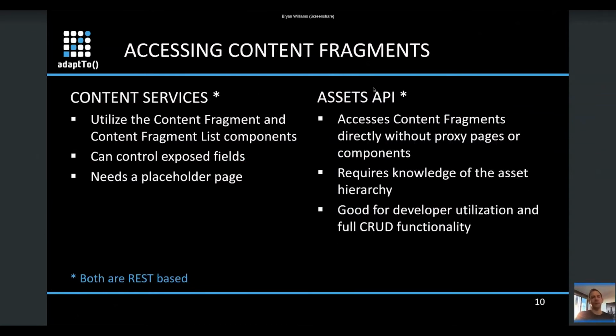So we want to access these content fragments. How do we do that? Well, out of the box, we have a couple options. We have content services, which is going to utilize the content fragment list component. So basically, you're adding a content fragment to a page, you're exposing which fields you want, and then you're accessing it through an API that way. There's also the assets API, which can be used with content fragments because they are assets. You can access them directly. It doesn't require knowledge of the asset hierarchy, but it's good for developer utilization for full CRUD development. And these are both REST-based.